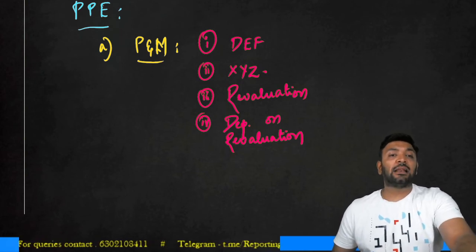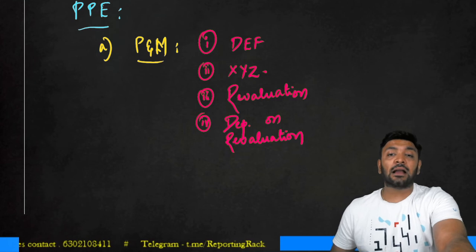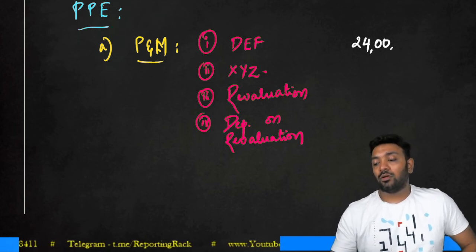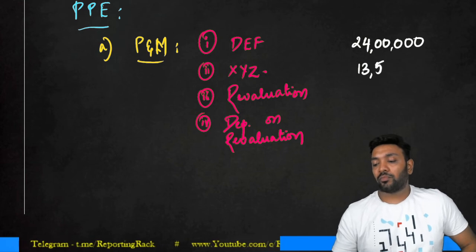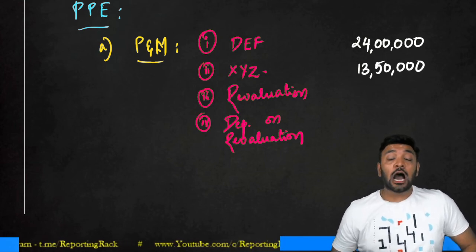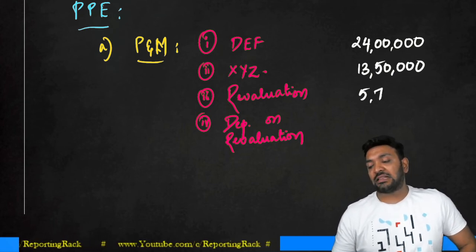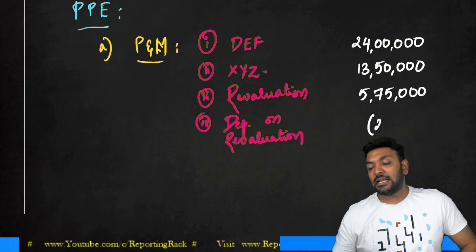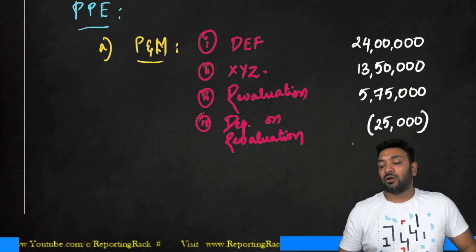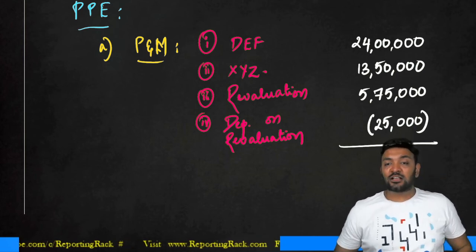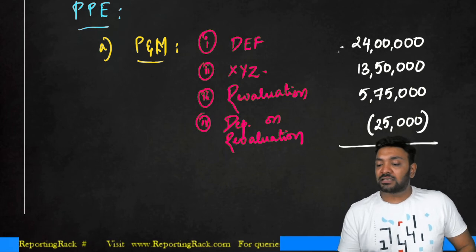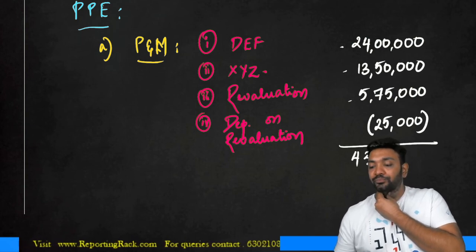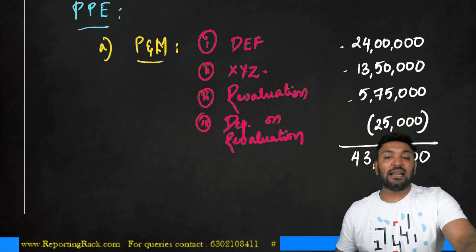The value of plant and machinery existing in DEF is 24 lakhs and in XYZ is 13 lakh 50. 24 lakhs and 13 lakh 50 on the balance sheet date. What is the upward revaluation? How much upward revaluation happened? 5,75,000. You can go back to your revaluation reserve and check. Plant and machinery was upward revalued by 575. Additional depreciation is 25,000. Deduct that amount. Net effect, as far as your balance sheet is concerned, the total plant and machinery is 43 lakhs.